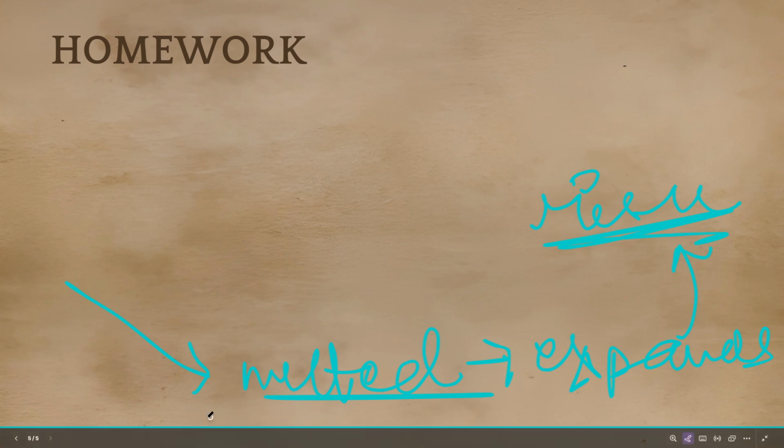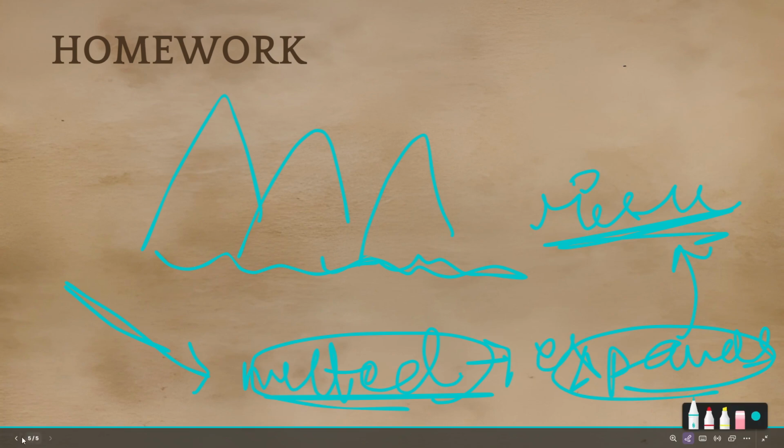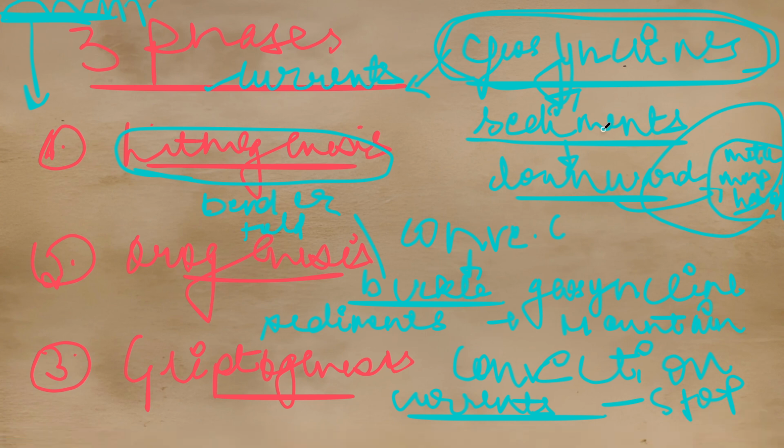Because it expands, the crust again becomes lighter and rises again. So this is called glyptogenesis, in which the convective currents stop. In lithogenesis, we see that the geosynclines form, sediments accumulate, downward movement happens, metamorphism of the rock happens, and these convective currents are continuously moving.